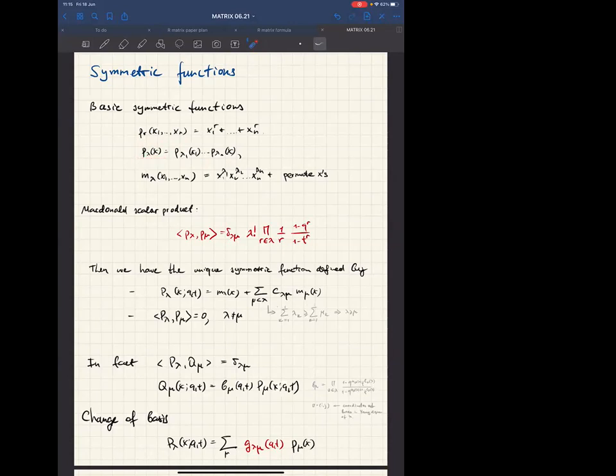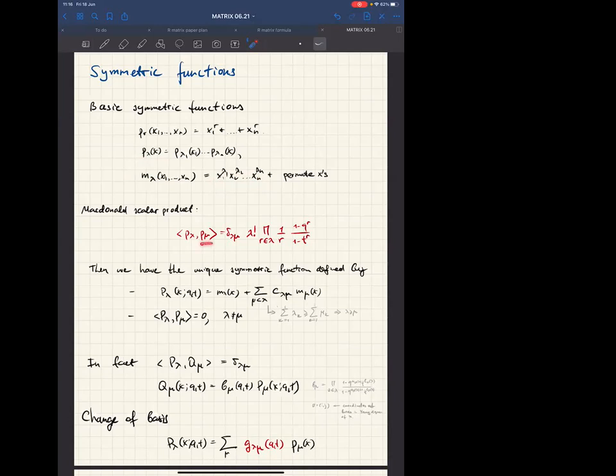Another important symmetric function is the monomial symmetric function, which is given by taking all the arguments raised to the power of the partition index and then permuting all variables. Either of these two symmetric functions can be used as basis elements. So let's choose power sum symmetric functions.